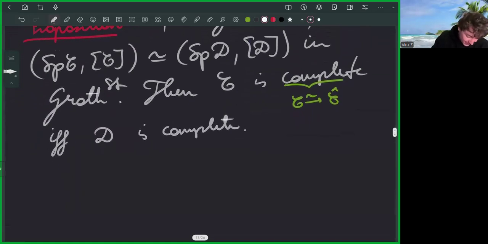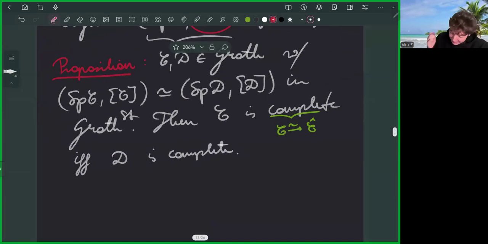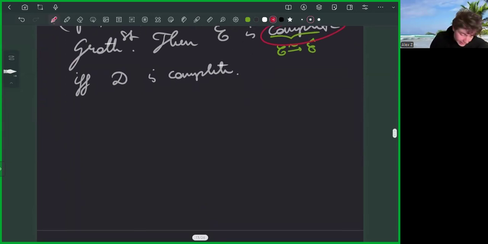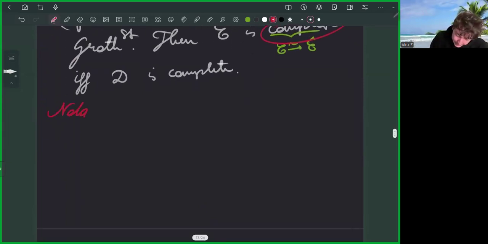Okay, so now this is sort of saying that this completeness condition, at least in Groth ST, is that if stuff is equivalent, then the equivalent stuff is also complete. So what makes sense to define, let's say as notation, is that we can now define this Groth ST comp.